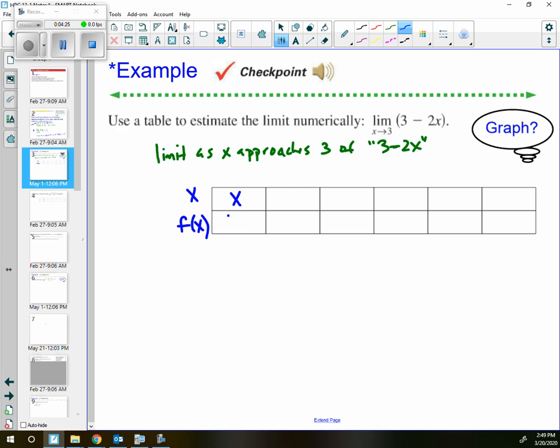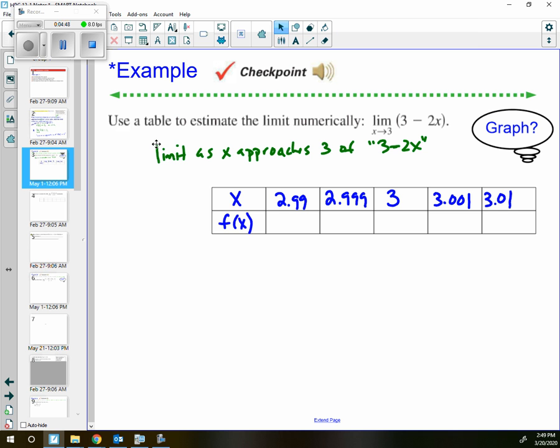Actually, I guess I can put it inside here. I didn't have to write it out front. We're not going to do that many values. We're trying to see what it does as it gets closer and closer to 3. So I'm going to do numbers on either side. So I'm going to do like 2.999, 3.001, 3.01, and 2.001. So we're going to do like 100th away, 1,000th away, like what's happening as it gets closer and closer.